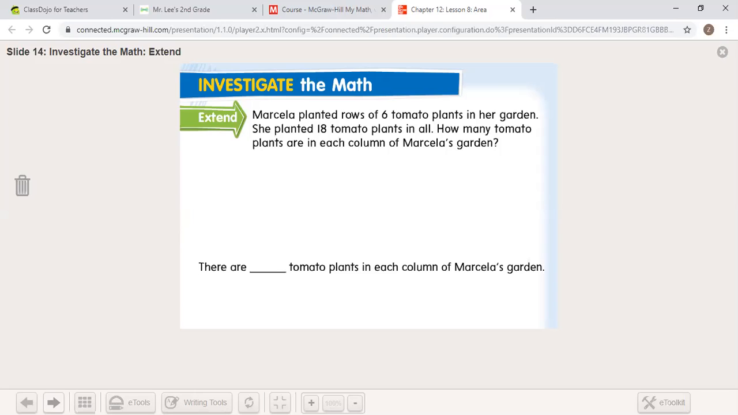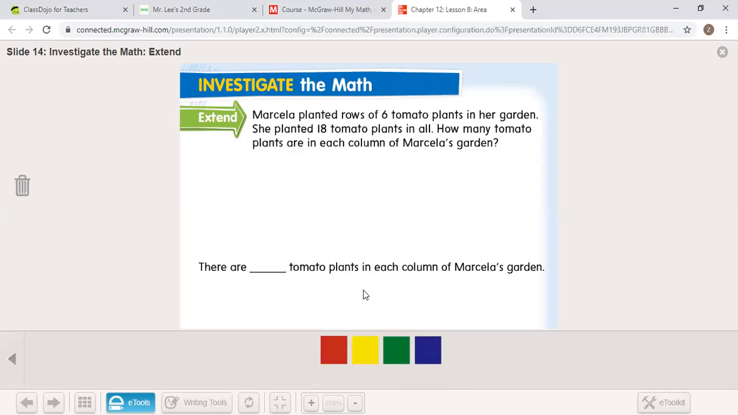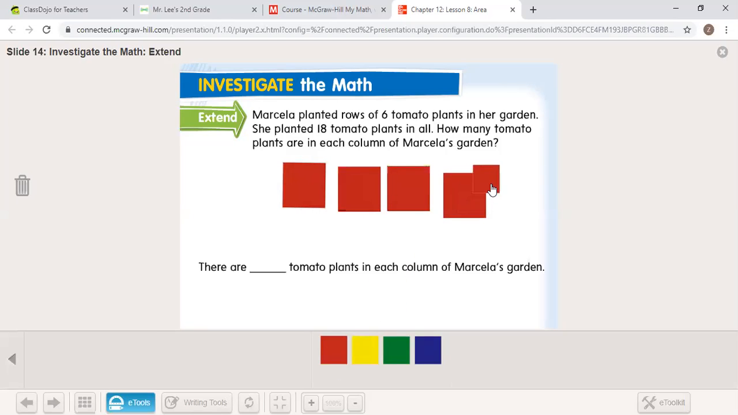Marcella plants rows of 6 tomato plants in her garden. She planted 18 tomato plants in all. How many tomato plants are in each column? So she has, ooh, these are going to be huge. She's going to have 6 tomato plants in a row. So that means she's going to have 6 of these in a row. 2, 3, 4, 5.